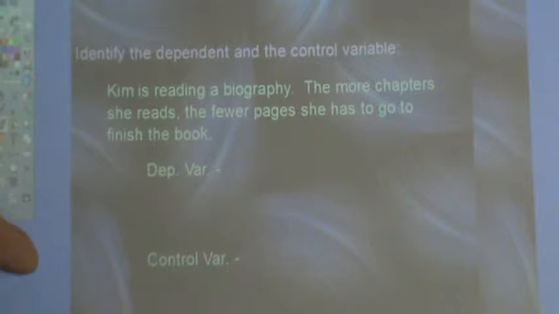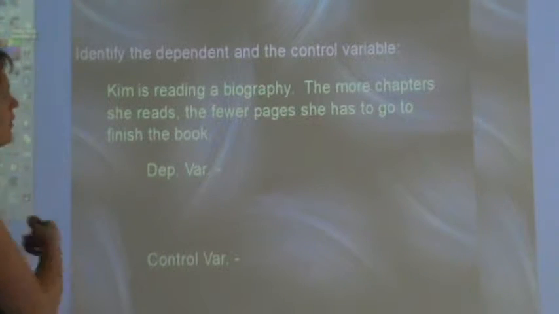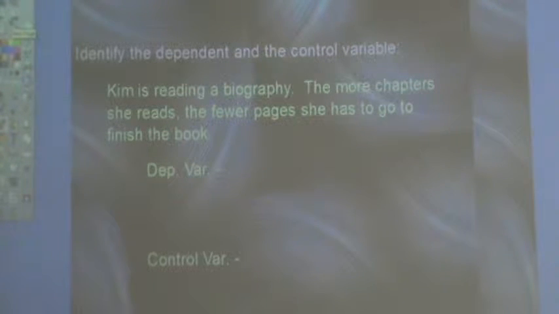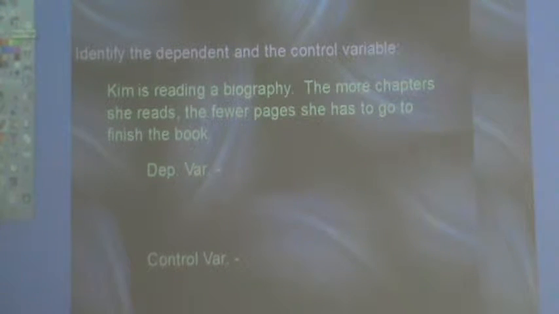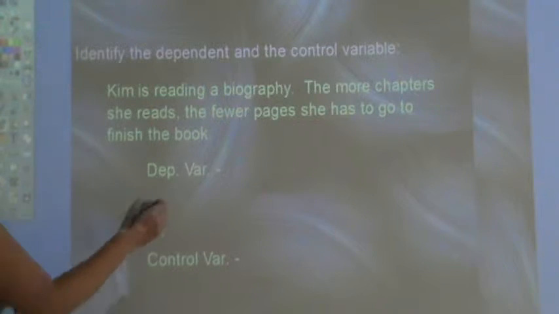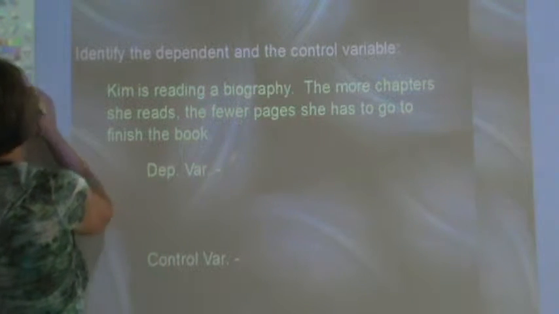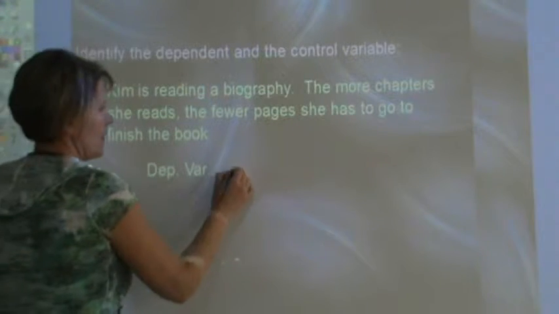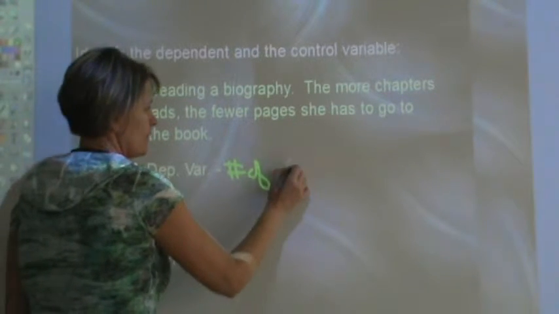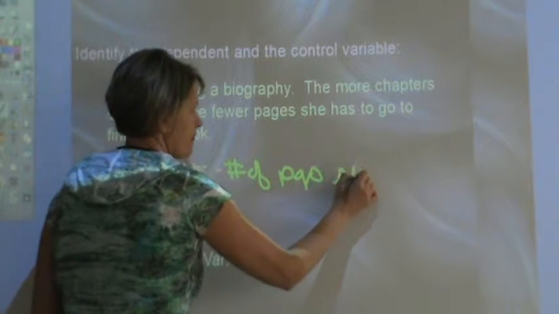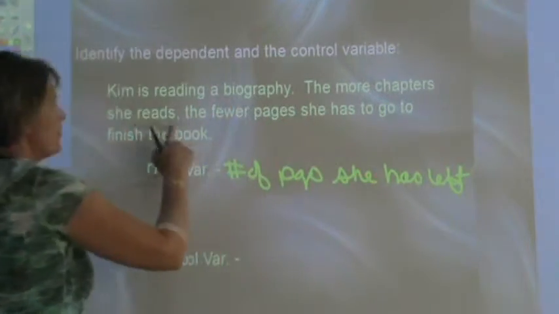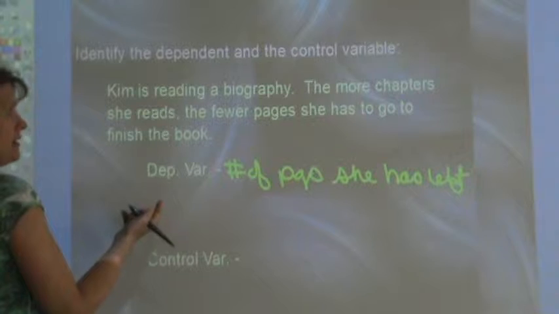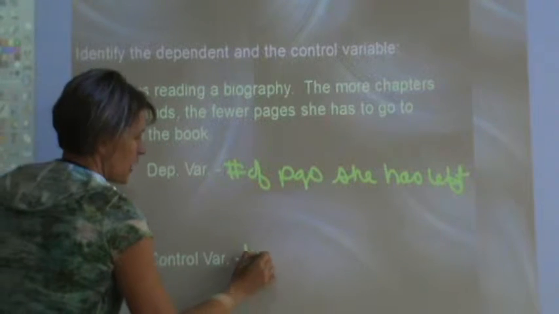Okay? All right, the next one we have Kim is reading a biography. The more chapters she reads, the fewer pages she has to go to finish the book. Okay, so on your sheet here, we've got the dependent variable is the number of pages she has left. Okay, so the number of pages she has left depends on how many chapters she's read.